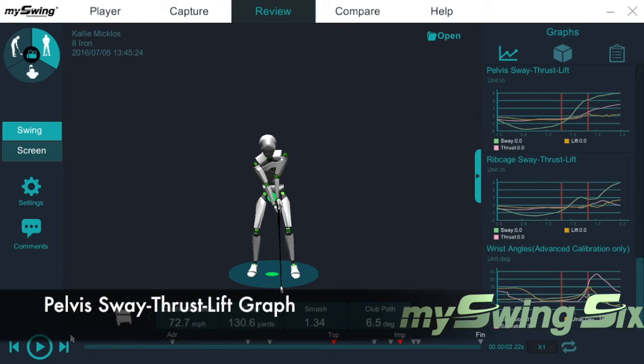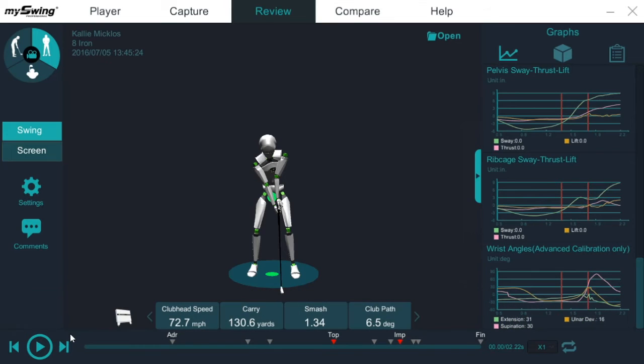Concluding our MySwing 6 video series, we're going to take a look at our sixth feature, the pelvis sway, thrust, and lift graph. For this graph, we're going to take a look at a 30-year-old female's golf swing. She's hitting an 8-iron. Again, flight scope data at the bottom.